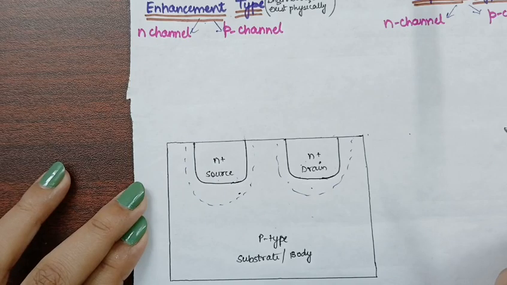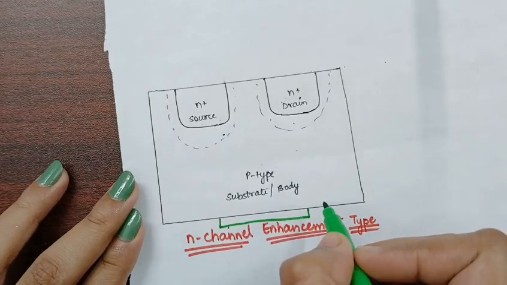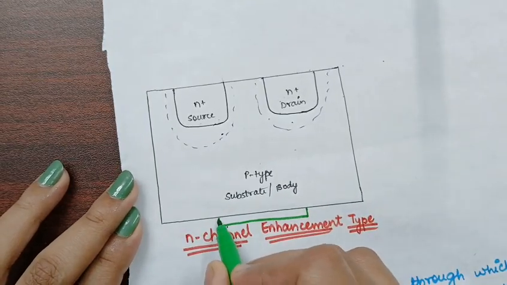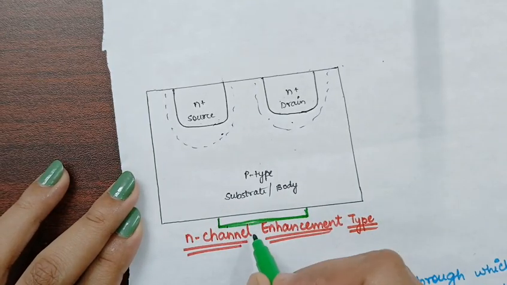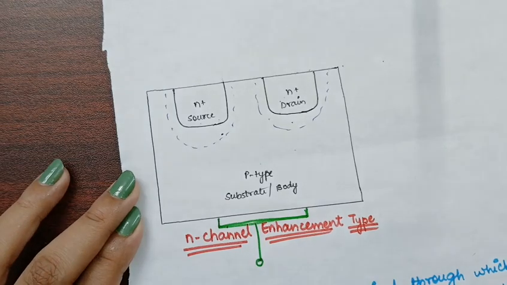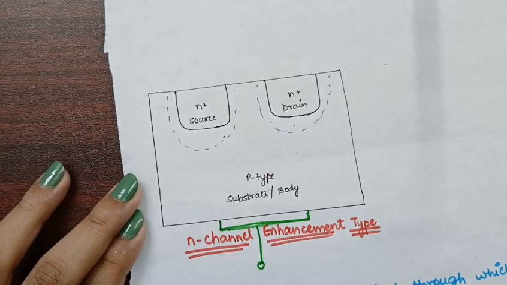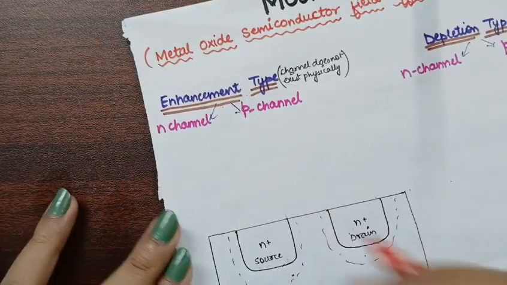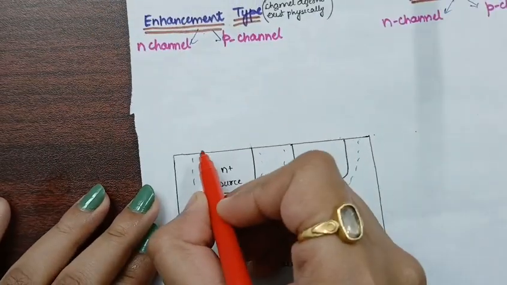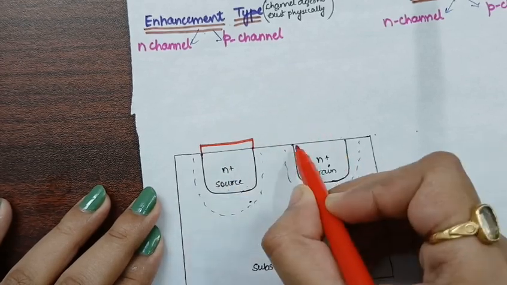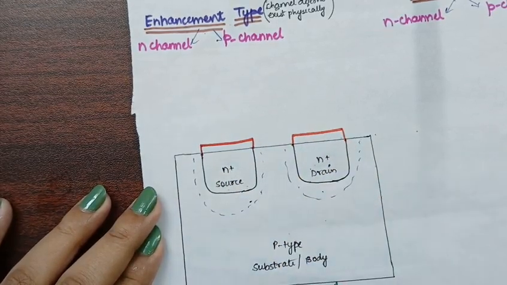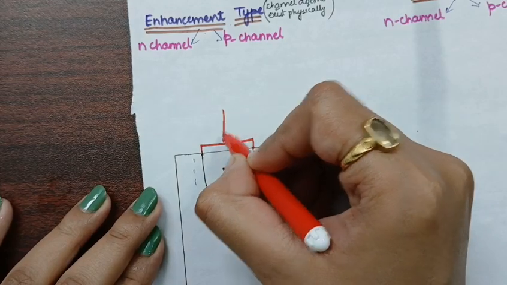Now at the bottom of the substrate, a metal contact is attached. This is a metal contact through which a terminal can be attached. Now the same metal contact is attached above these N-wells, like this and like this. So these are the metal contacts attached.